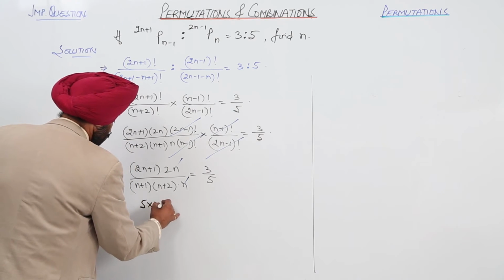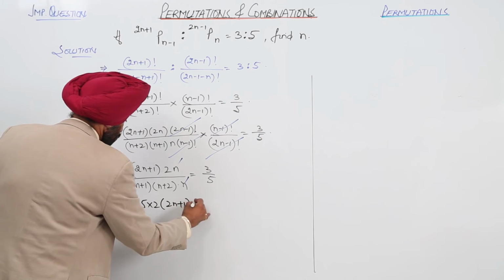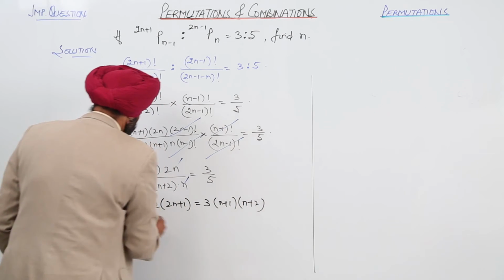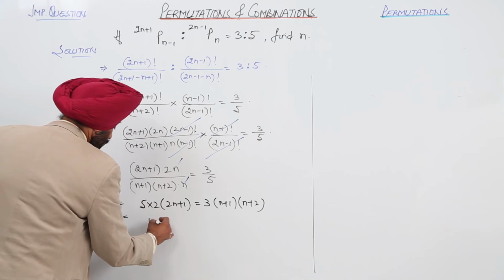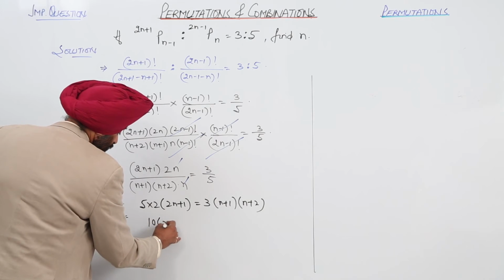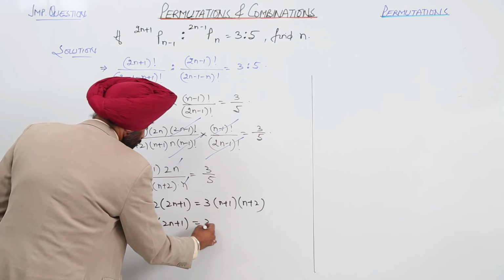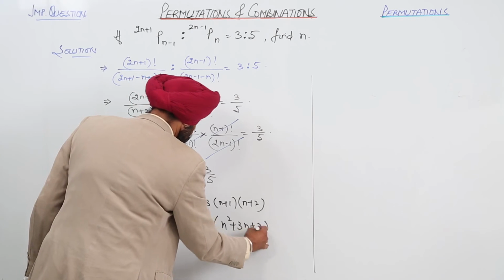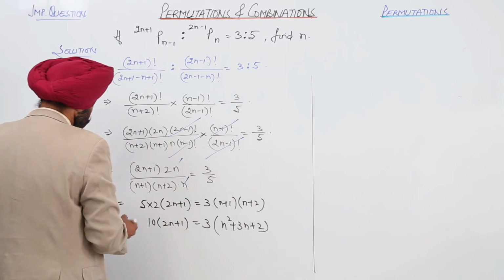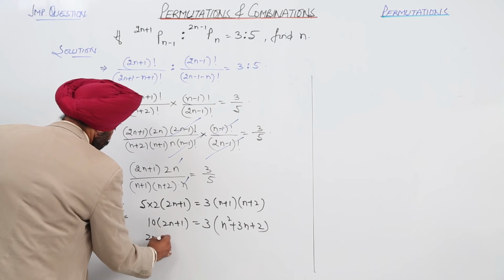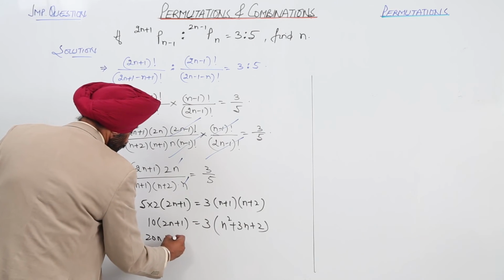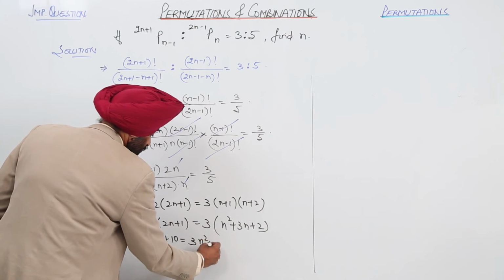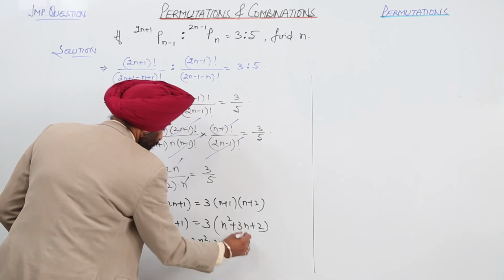5 with 2 with (2n+1) is equal to 3 with (n+1) and (n+2). Now, this becomes 10 times (2n+1) is equal to 3 times (n square plus 3n plus 2). 20n plus 10 is equal to 3n square plus 9n plus 6.